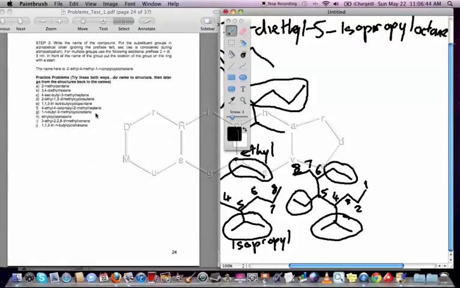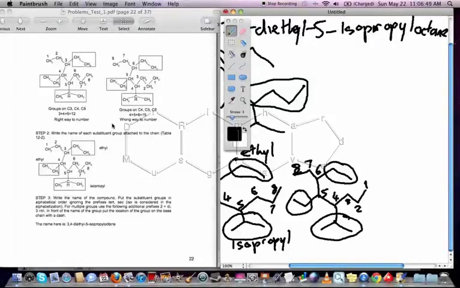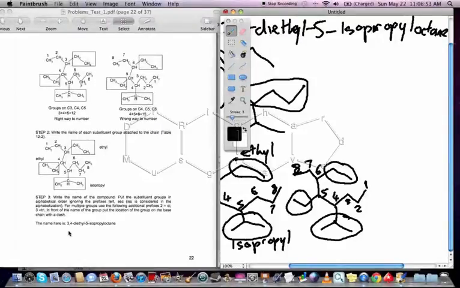Alright, so let's go back to the example here. There you go. So you've got the ethyl, you've got the isopropyl. The name is 3,4-diethyl-5-isopropyloctane. Notice again there's no space in between the isopropyl and the octane. But look at the formatting. Commas between the numbers, dashes between the numbers and the letters in the name, and dashes between the letters and the numbers as well. So all of that's got to be taken into account.